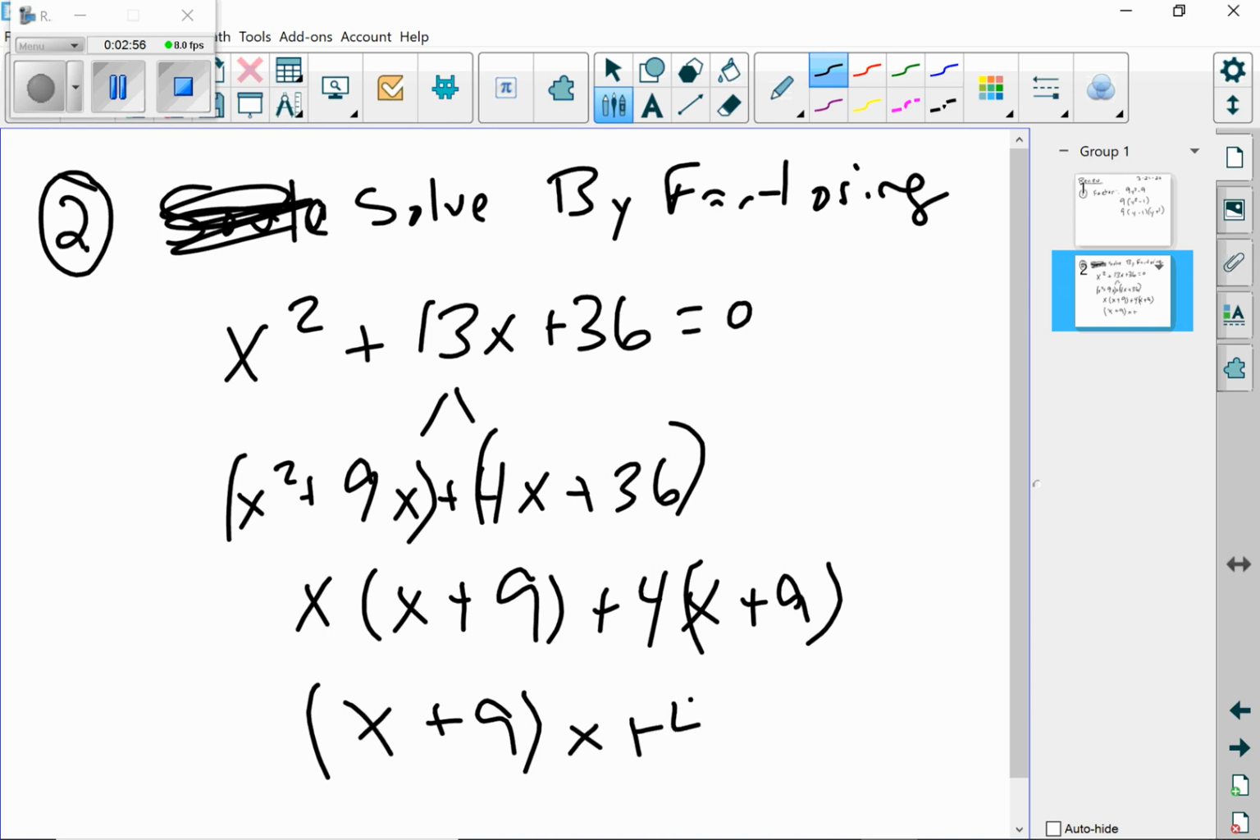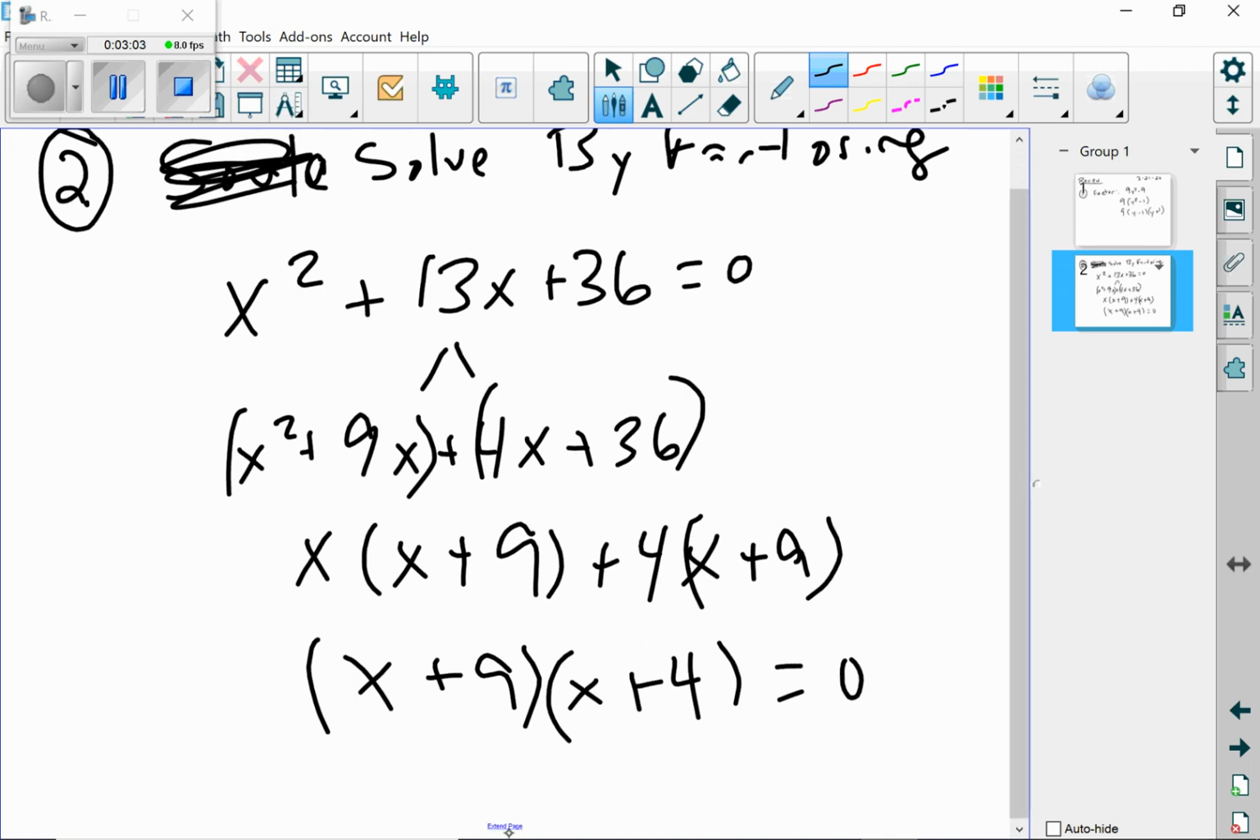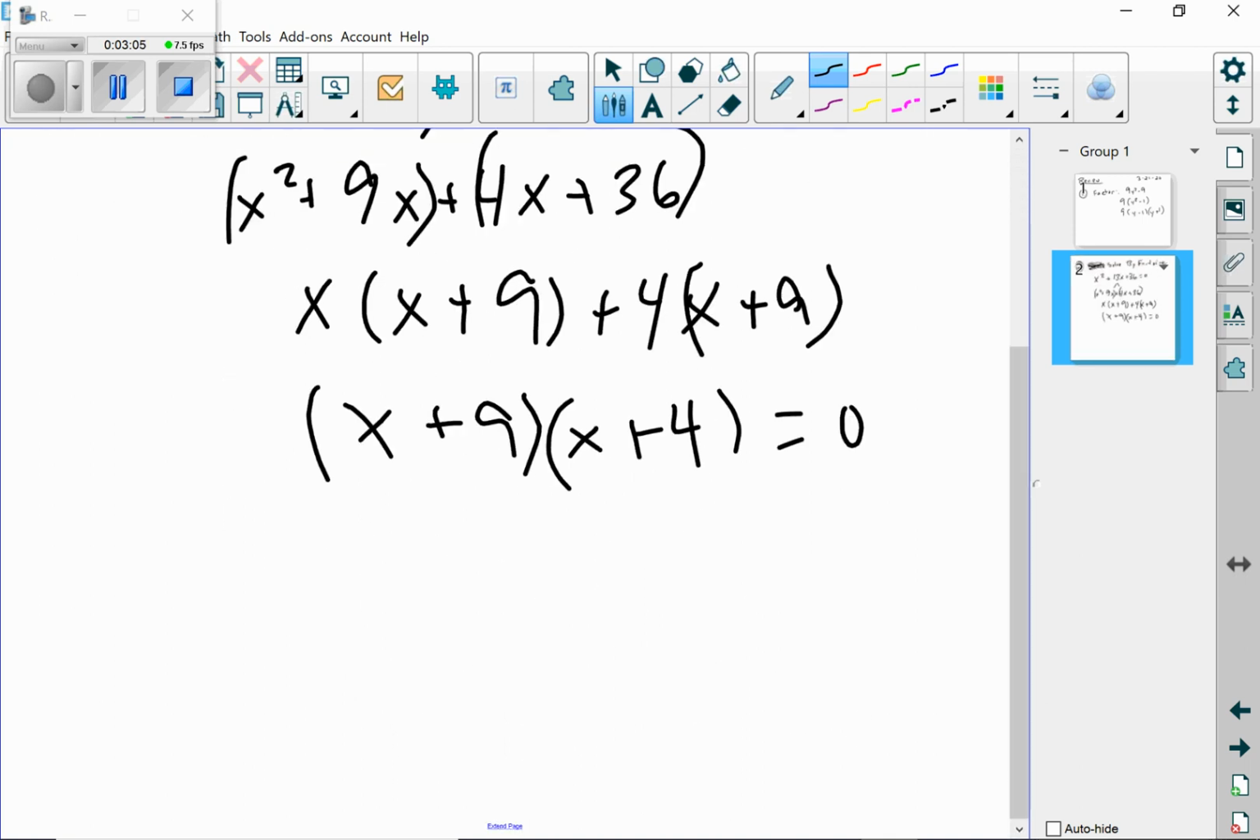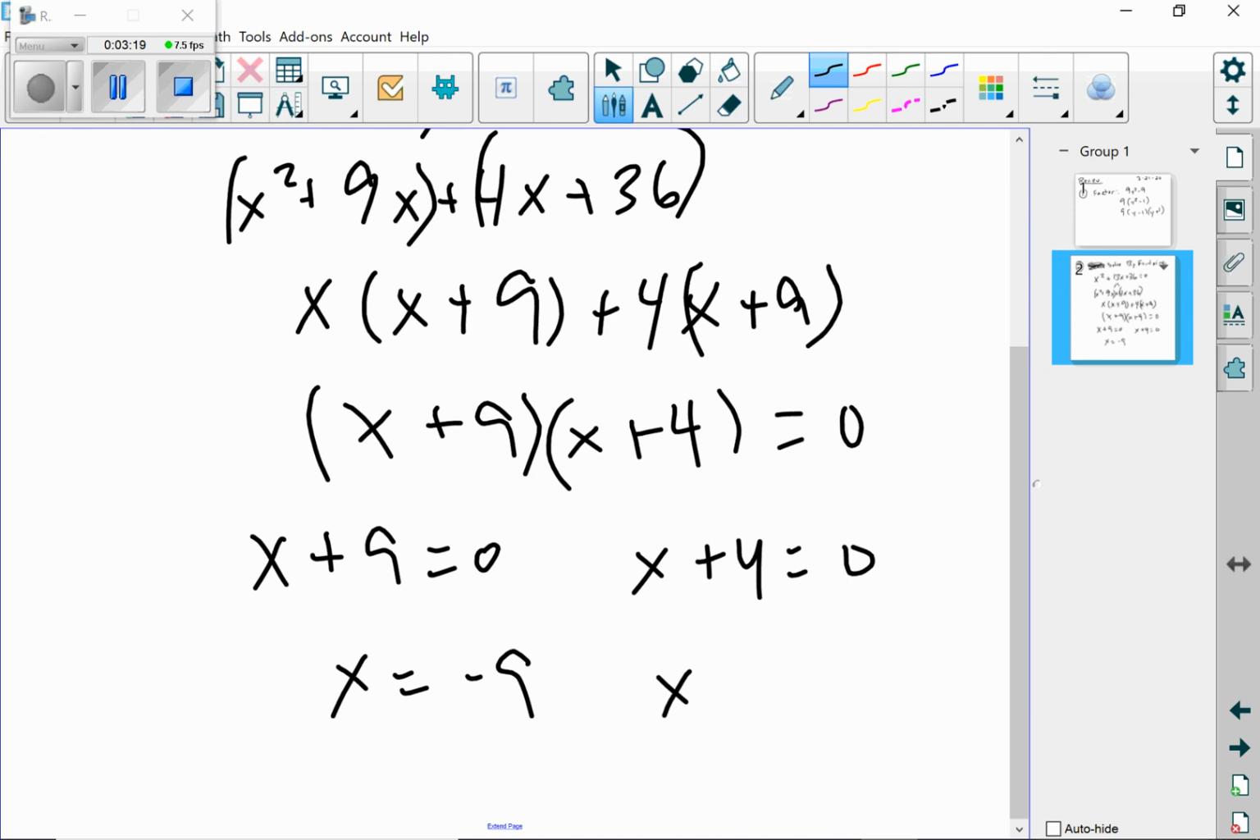I know this is not the neatest writing. This tablet's a little bit harder. Equals 0. Now solve each factor for 0. Set each factor equal to 0: x plus 9 equals 0, and x plus 4 equals 0. Now we can find the value of x. To make this 0, x would be negative 9. And to make this 0, x equals negative 4.